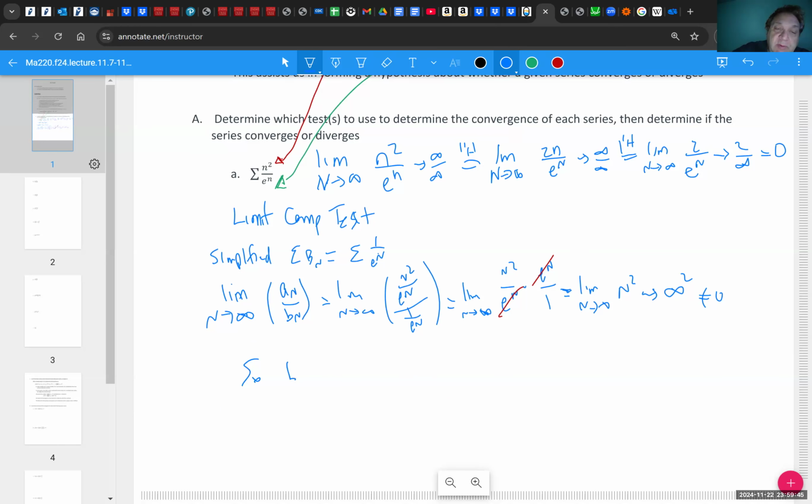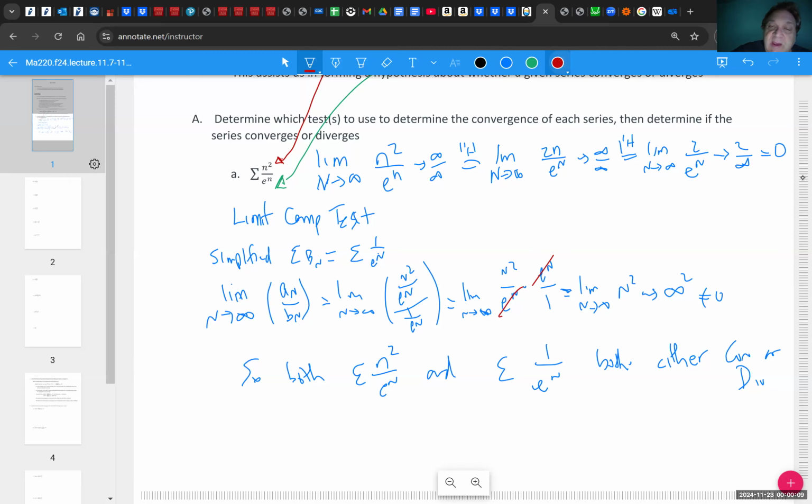So both an, which is our original series, and bn, which was our simplified version, either both converge or both diverge. So that's the limit comparison test.